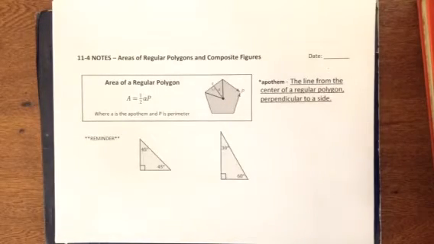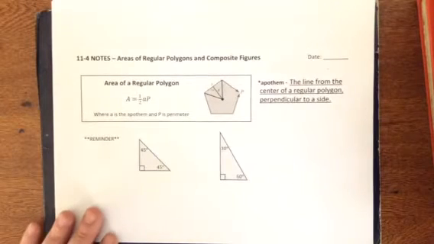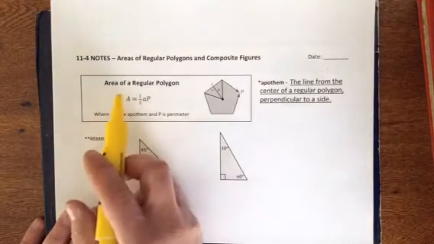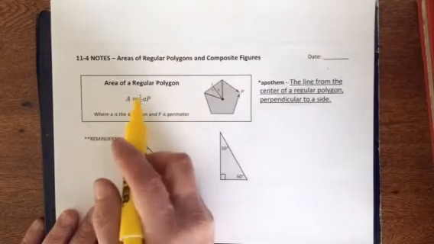Hi, and welcome to the first part of our video notes for Lesson 11.4. There's going to be a lot of new terminology we cover here, so I'm going to try to go through it pretty quickly, but we'll see how much we can get through, and we'll finish the rest in class. Okay, we're going to talk about the area of regular polygons today.